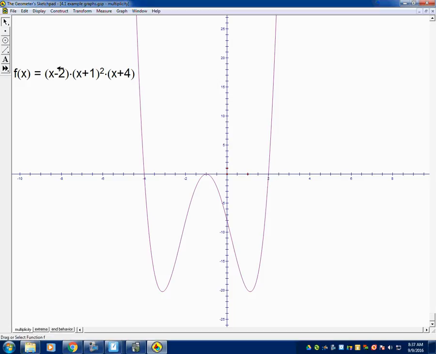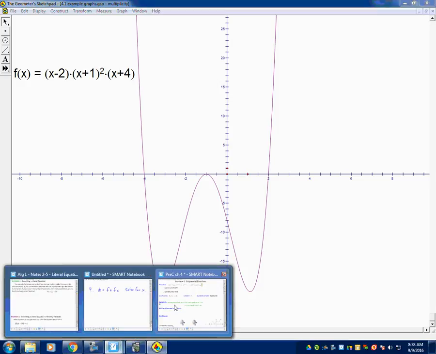x equals 2. X plus 1 squared has a multiplicity of 2. That is an even multiplicity, meaning that at the 0 associated with this factor, x equals negative 1, which is right here, the graph just touches the x-axis, glances off of it. And then x plus 4 has a multiplicity that is odd, so at x equals negative 4, it goes through that 0. So that's what we mean by that. Does that make sense? Okay.